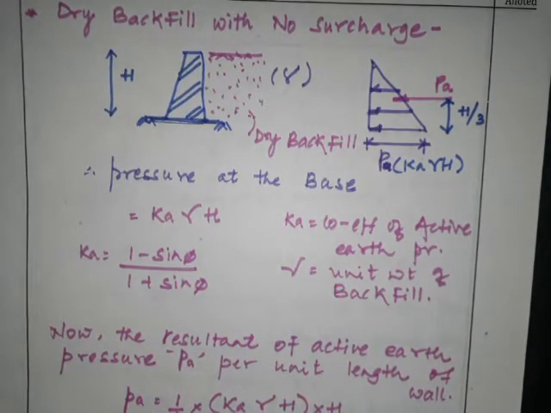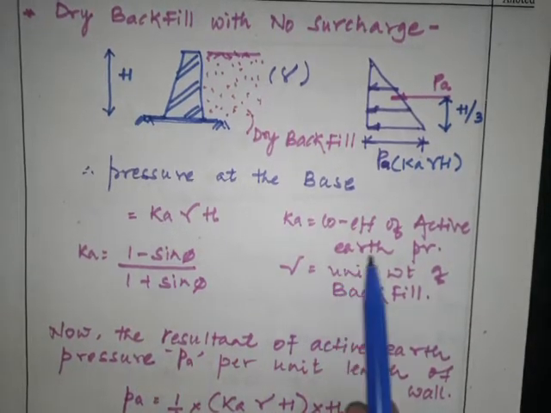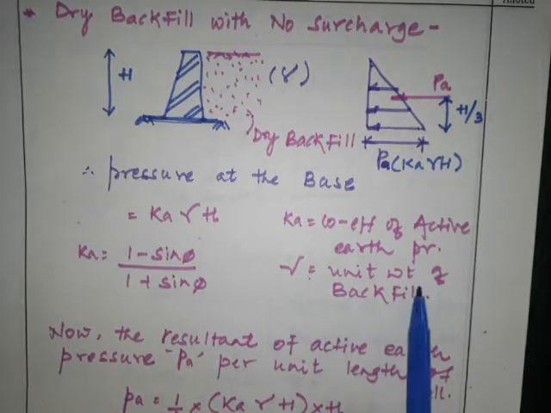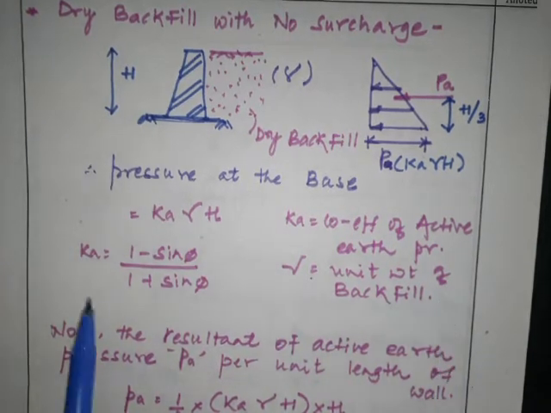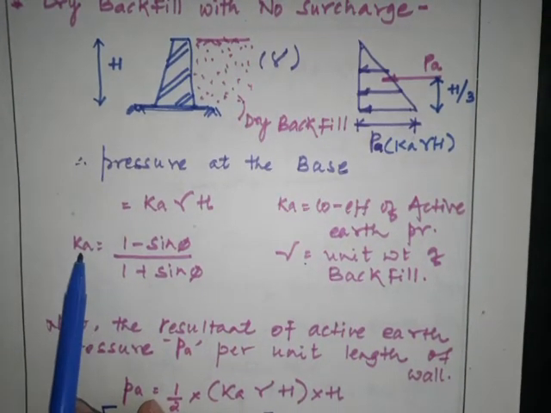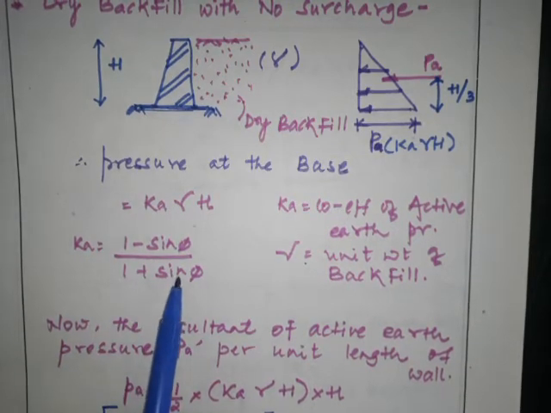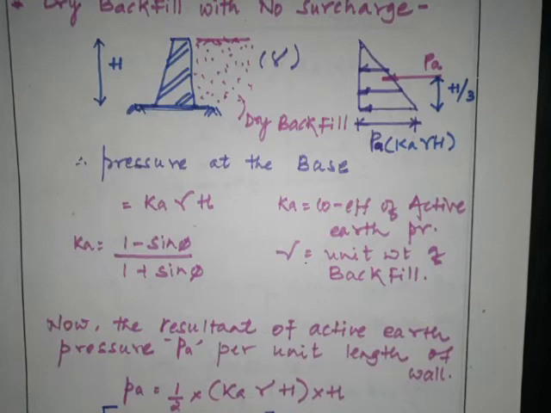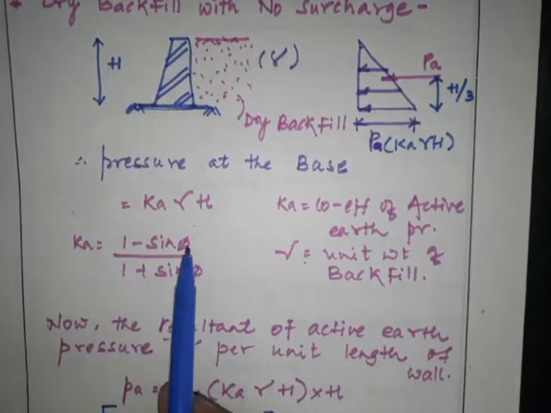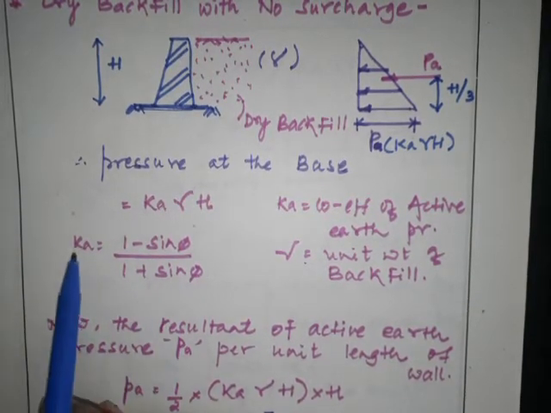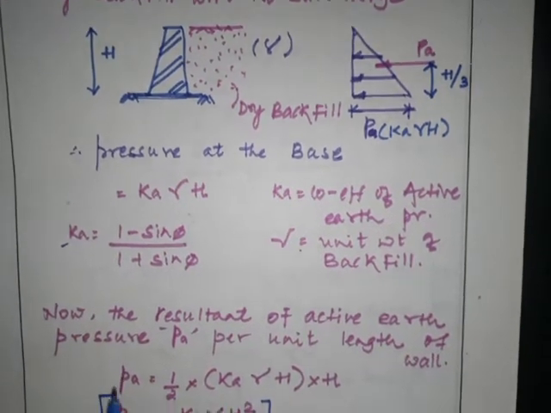What is Ka? Ka is the coefficient of active earth pressure, and gamma is the unit weight of the backfill. Ka is calculated as 1 minus sin phi divided by 1 plus sin phi. Here phi is the angle of repose, or angle of internal friction. So we can easily calculate Ka.